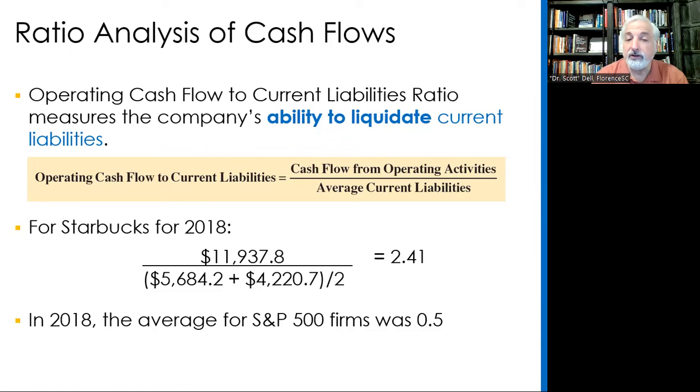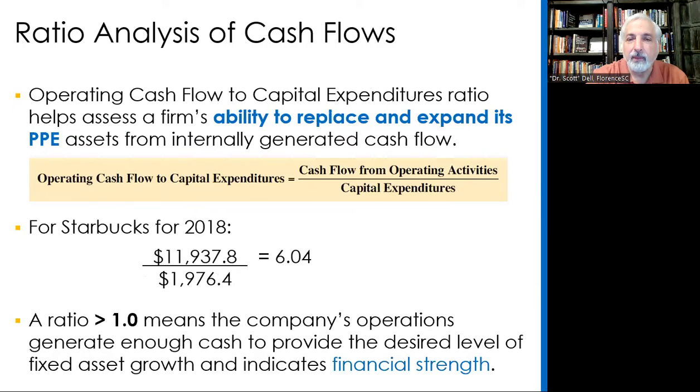Starbucks calculated to 2.41. In 2018, the average for the Standard & Poor's 500, the S&P 500, was 0.5. So you're saying, okay, so they couldn't really cover with current operations their current liability obligations. But that's always below 1. But Starbucks is in pretty good shape, and they're a cash-based business anyways. And that actually does make a difference and does reflect on those kinds of businesses.